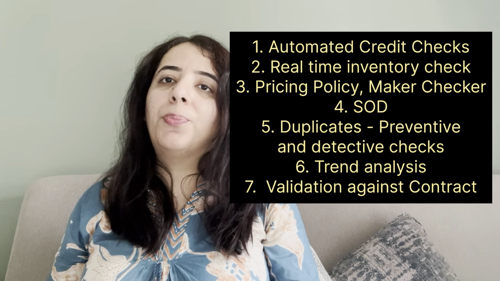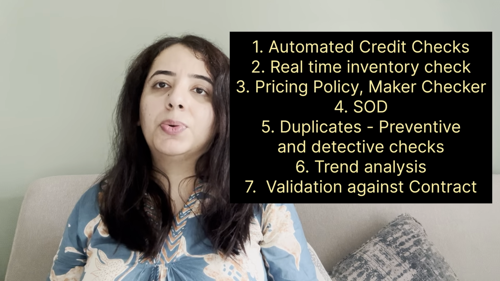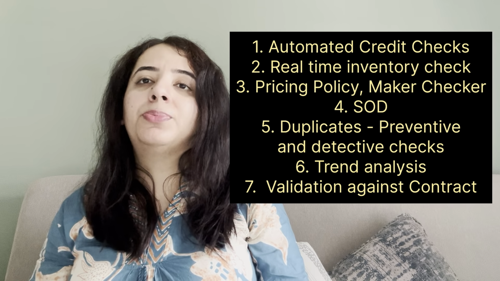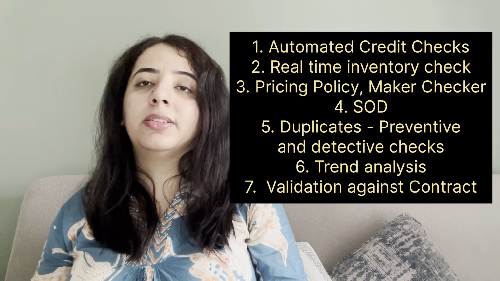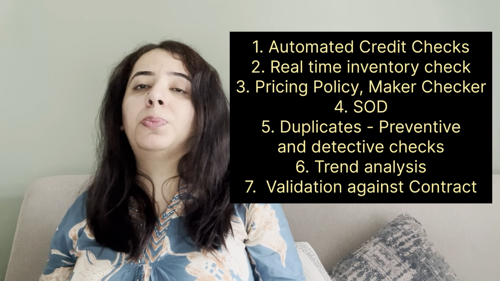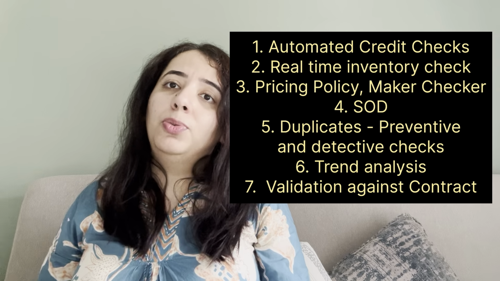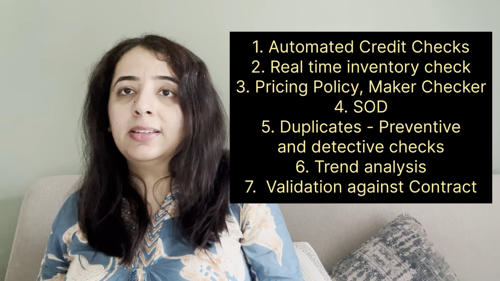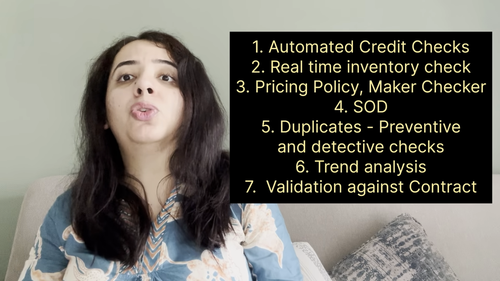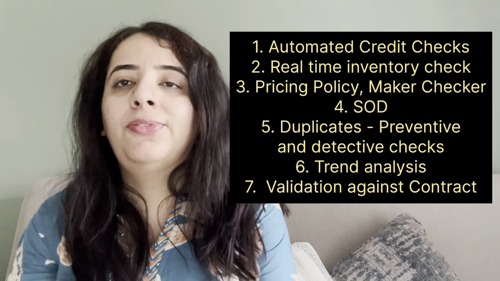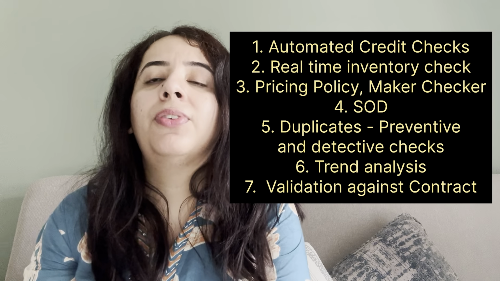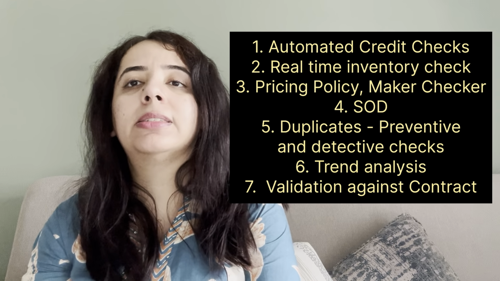Third, you can look for pricing and discount related controls. That is, who has the authority to approve changes in prices or approve or grant discounts. And you can also check whether there's a well-defined pricing and discount policy in place. Fourth, you can also look for segregation of duties. That is, the person who is creating the order in SAP should not be able to approve the order in SAP. Fifth, you can look for controls in place in the system to identify or flag potentially duplicate sales orders.